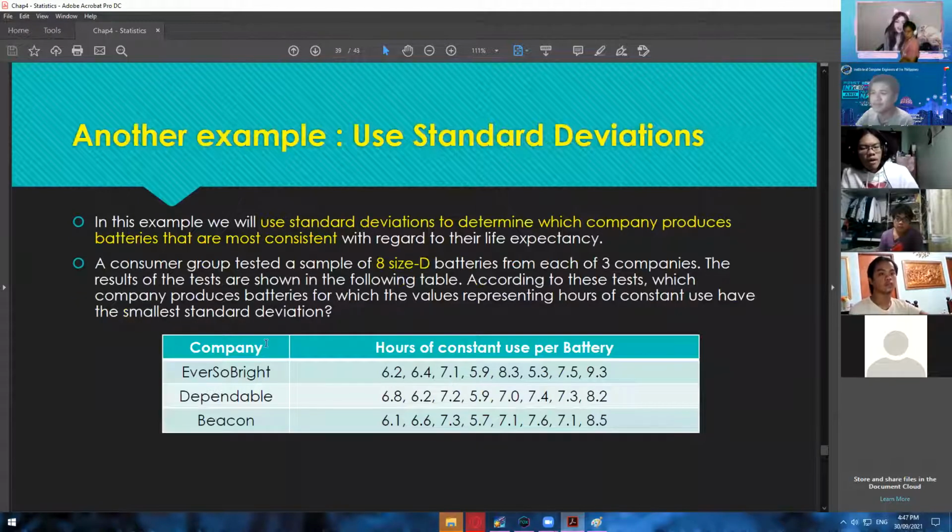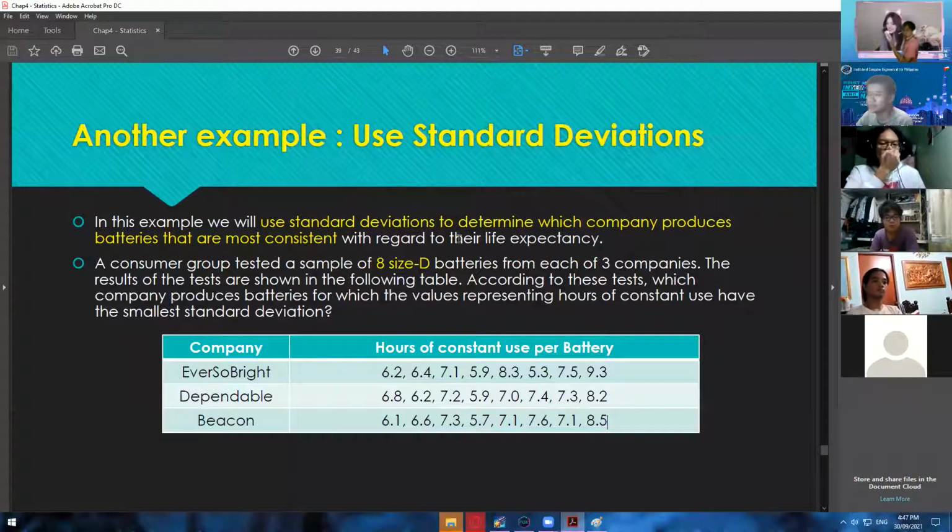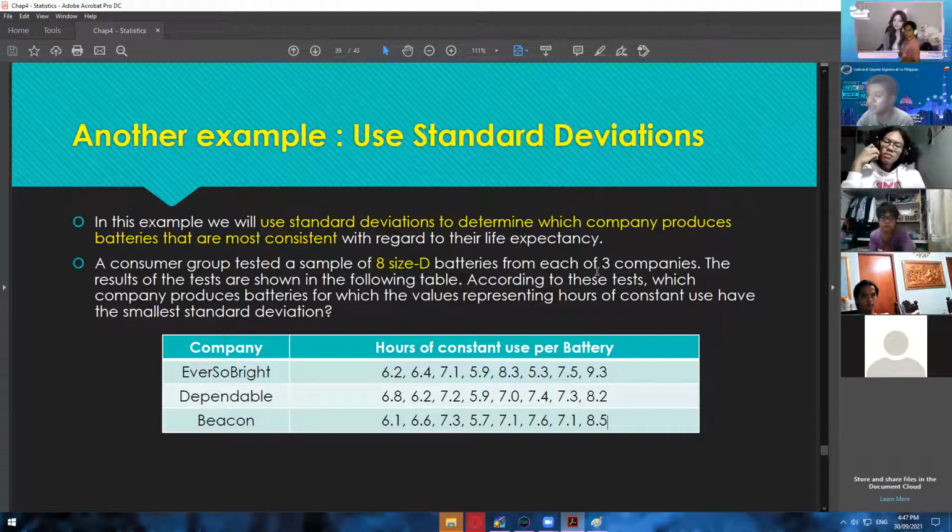So we have three companies right here. They are testing which company produces batteries that are most consistent with regard to their life expectancy. A consumer group tested a sample of 8 size T batteries from each of the three companies, which are Ever So Bright, Dependable, and Beacon. The results of this test are shown in the following table. So we have 8 tests for each company.